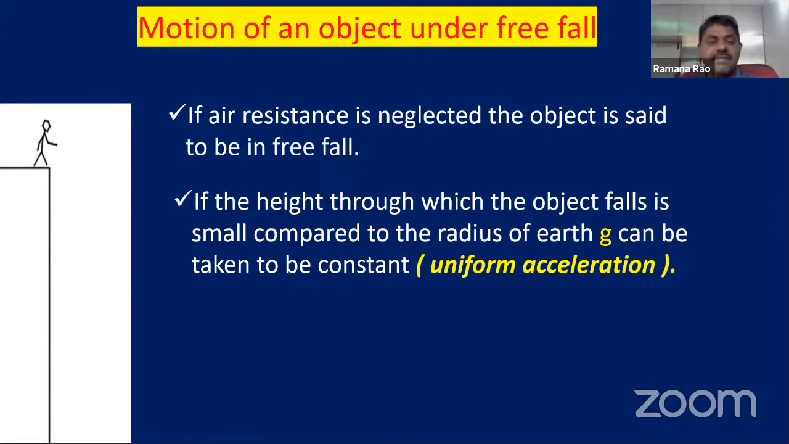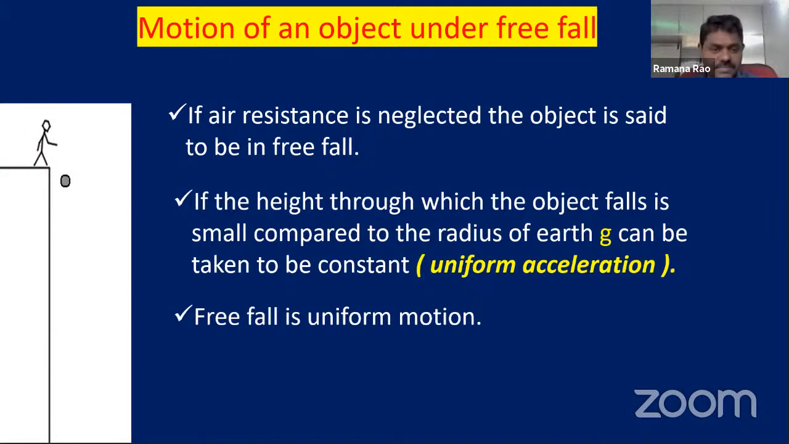That means even for free fall, we have to consider the acceleration to be uniform acceleration. Uniform acceleration means acceleration is constant throughout the journey. Acceleration is constant means velocity is going to increase equally in equal intervals of time. So every 1 second, the increase in velocity will be the same. Free fall is uniform motion. This is an important point. Free fall is not non-uniform motion. This is uniform motion if air resistance is ignored.